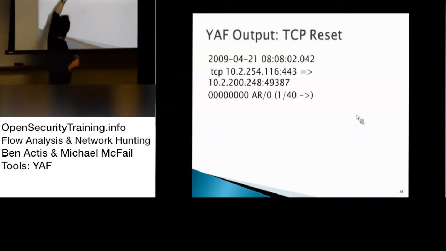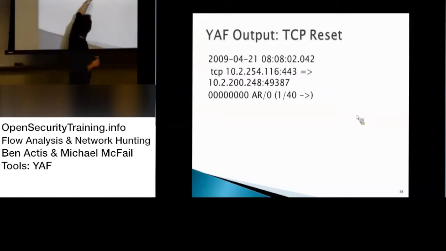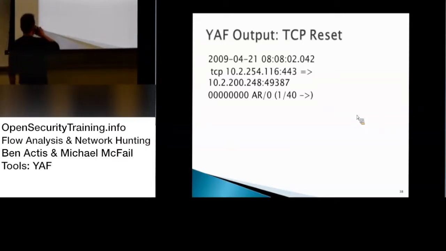Sequence number empty here. Acknowledge reset, nothing response. One packet, 40 bytes, going in that direction. Just like we have the 40 bytes there, that's the header. Mind that it's got the header included in the size.